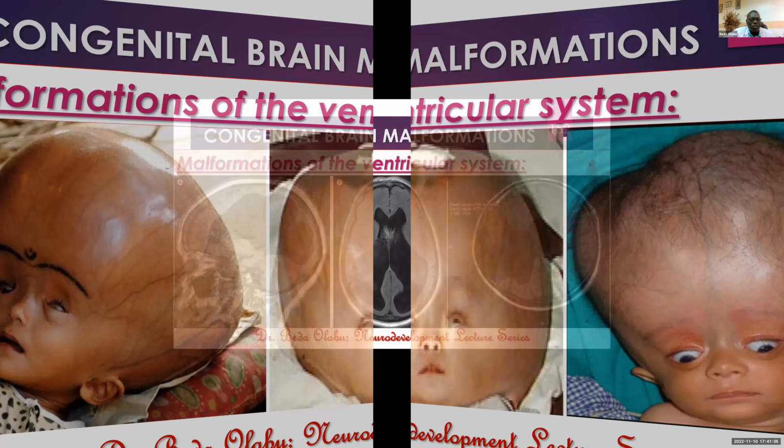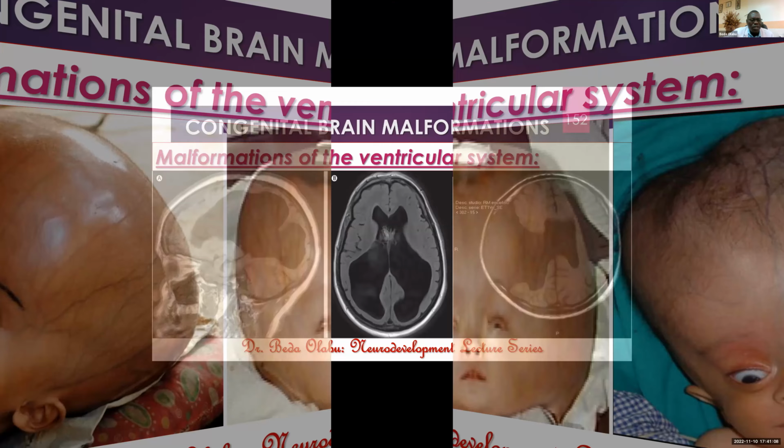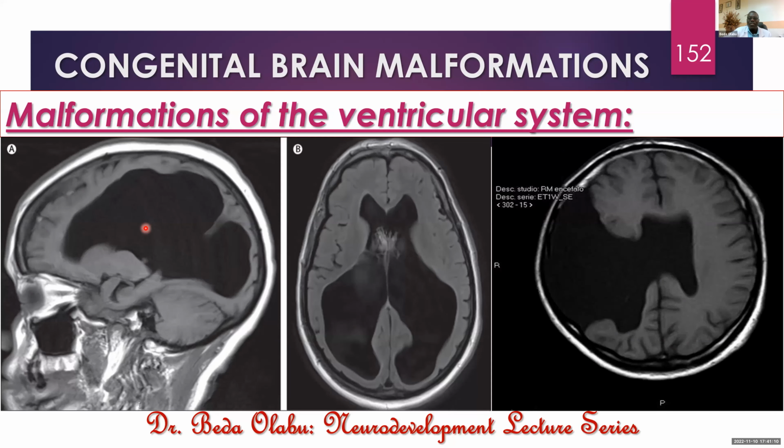So in imaging, we see dilatation of the ventricles, as we can see in the first image and even the second image there. In this second image, there is asymmetric enlargement of the ventricles with posterior dominance, that is, the posterior horns of the lateral ventricles are the ones which are predominantly enlarged compared to the anterior horns. This one has a name, we call it colpocephaly. It's just a specific type of ventriculomegaly.